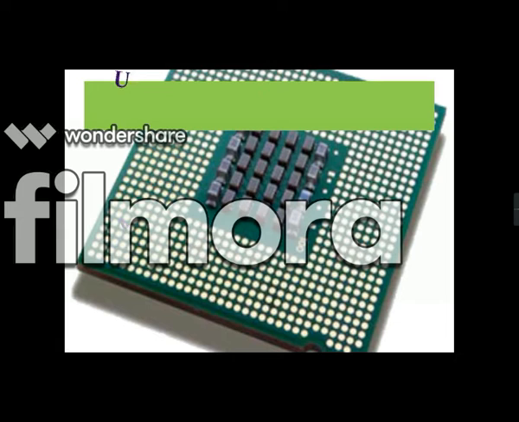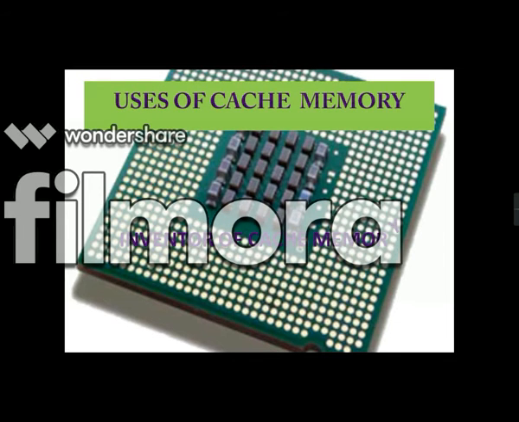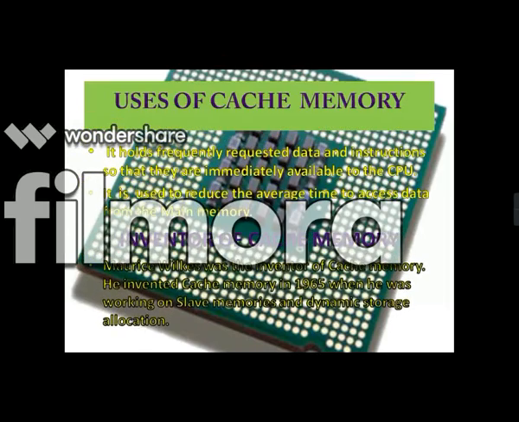Next are the uses of cache memory and also the inventor of cache memory. The uses of cache memory are as follows. Number one, it holds the frequently requested data and instructions so that they are immediately available to the CPU. As you know, it is located near the CPU, so it will access data faster as compared to the RAM or primary memory. It is used to reduce the average time to access data from main memory. As I have told you, it is located near the CPU, so it takes very little time to transfer the data.